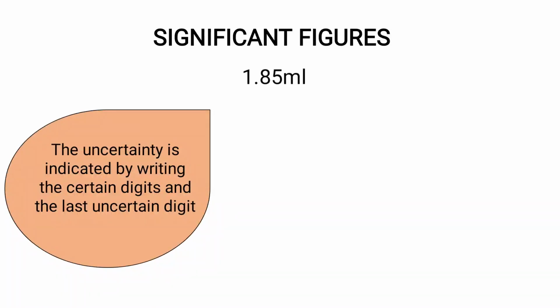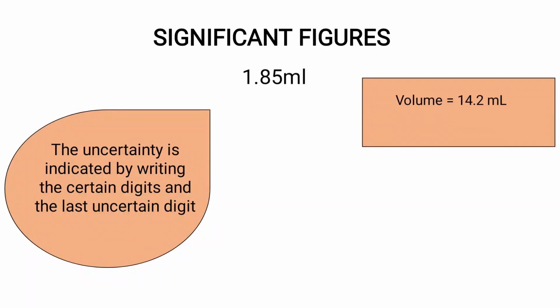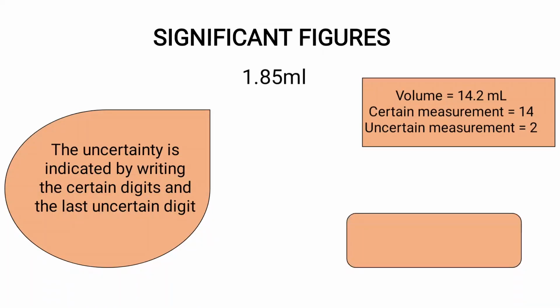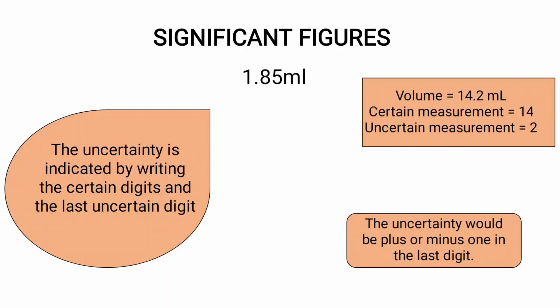For example, if the measurement is reported as 14.2 ml, we can say that 14 is certain and 2 is uncertain. And the uncertainty would be plus or minus 1 in the last digit.